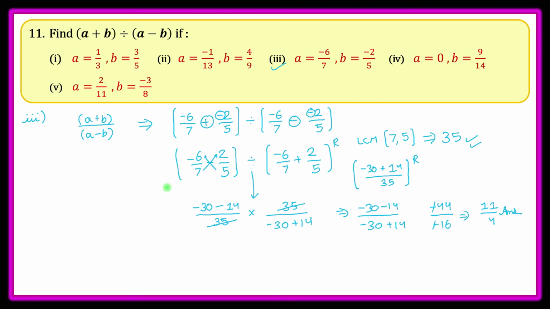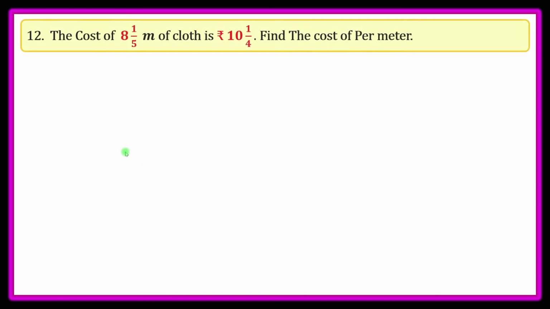Now 12th question. So 12th question is actually a word problem. Now 12th and 13th would be word problems, and 14th would be practical again.